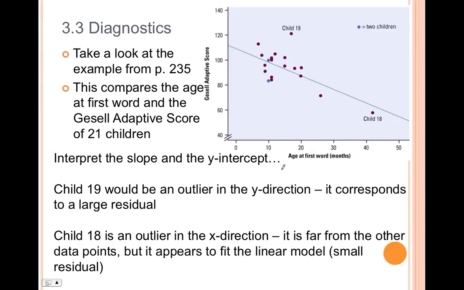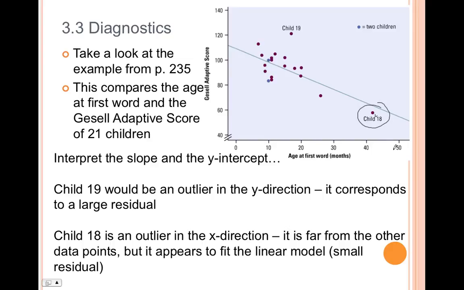Here's an example. On the x-axis, we have the age at which a kid says their first word. This is their age in months. And on the y-axis, we have the Gesell Adaptive Score. I'm not sure what that means, but it's some measure of intelligence or something like that, okay? And so on the next slide, we're going to interpret the slope and y-intercept because we need to practice that. But while we're here on this scatter plot, I want to point out two different outliers.